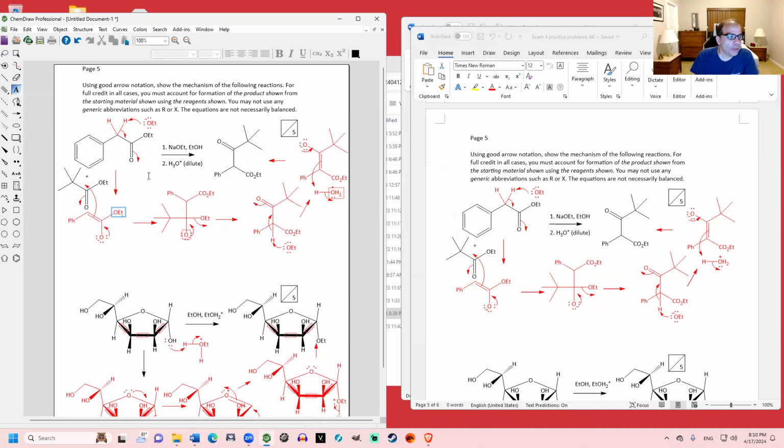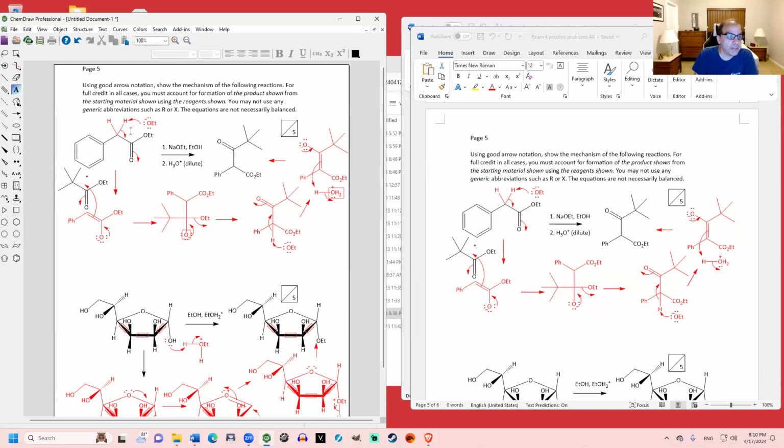This first one is going to be a Claisen condensation, but it's a crossed Claisen because it's using 2 molecules of 2 different esters. You can tell that the molecule on the bottom is going to be the acceptor molecule because it has no alpha protons. The only one that can be deprotonated is the molecule on the top. So the mechanism looks like exactly what we just did.